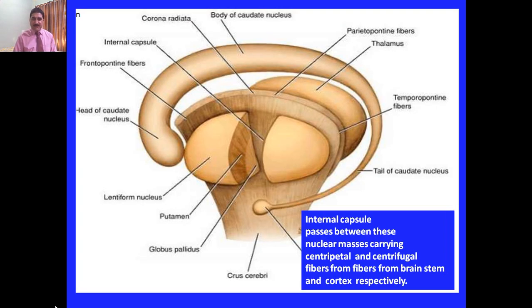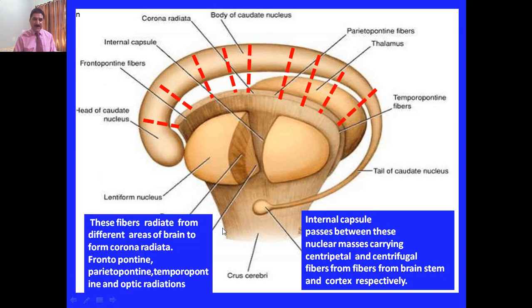Internal capsule passes between these nuclear masses carrying centripetal and centrifugal fibers from brainstem and cortex respectively. These fibers radiate from different areas of the brain to form corona radiata. The fibers contained in this corona radiata are frontopontine fibers from frontal lobe to the anterior limb of the internal capsule, parietopontine fibers from parietal cortex to the internal capsule, temporopontine fibers, and optic radiations. Optic radiations originate in the lateral geniculate body and they go to the occipital cortex. Now these yellow dotted lines represent the centrifugal fibers which originate from the cortex and go to the brainstem.